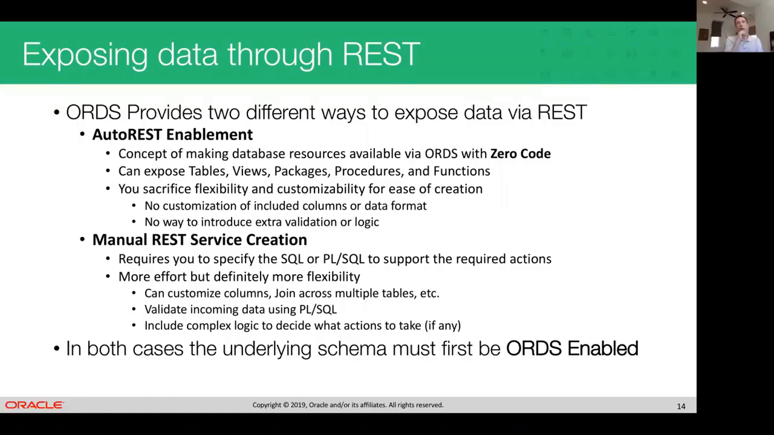If you're just wanting to expose a little bit of data, select only, then do it through a view with AutoREST. But in both cases, AutoREST or manual, the first thing that has to happen is you have to ORDS enable your schema. And what this does is it registers your schema with ORDS to say, hey, this schema is allowed and ready to expose REST services. Unless your schema is enabled or registered with ORDS, you won't be able to serve REST services out of it.